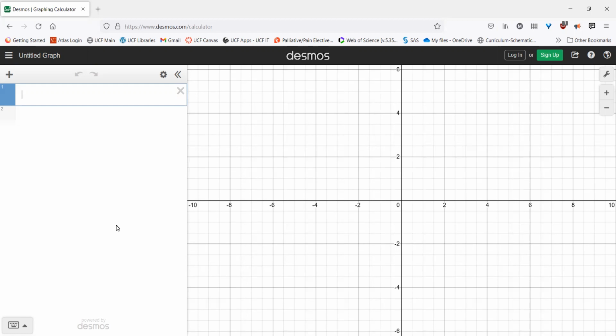Okay, so here we are in Desmos. This is desmos.com. You go to the graphing calculator, and we're going to enter our function. I'm going to type it in, but you also have a keyboard option down here.